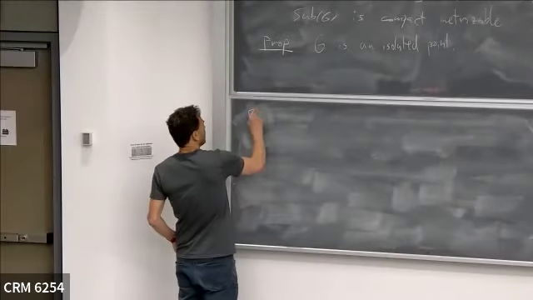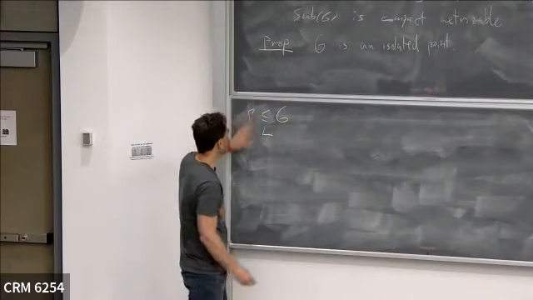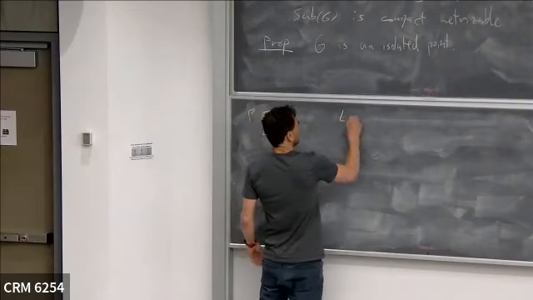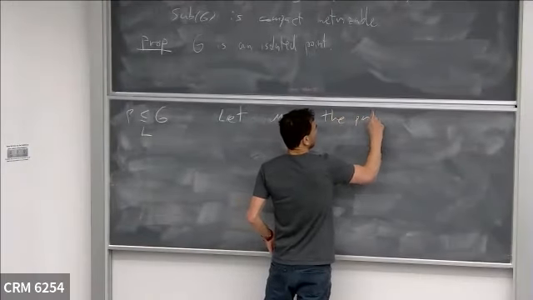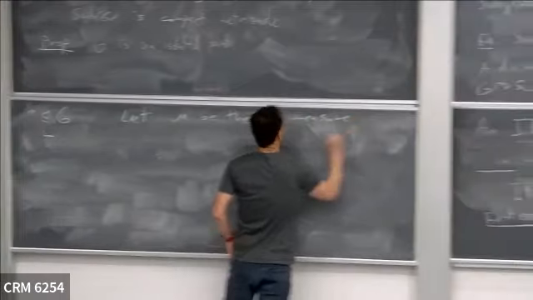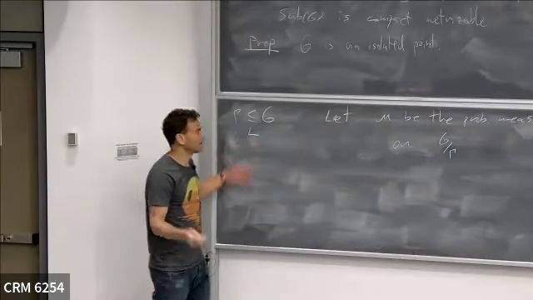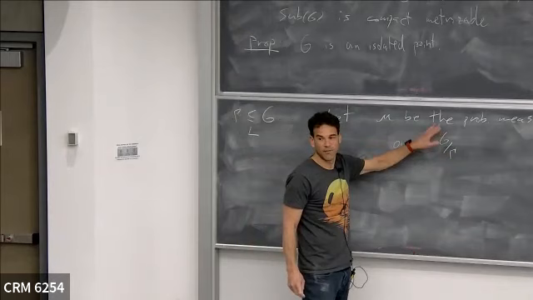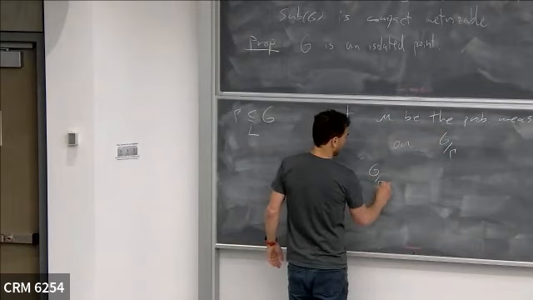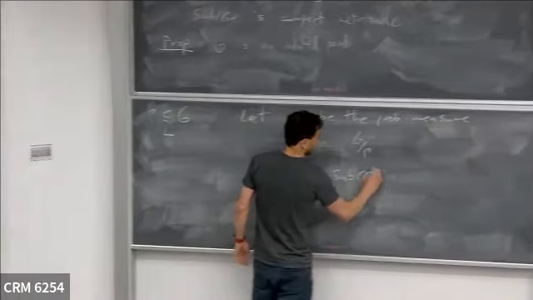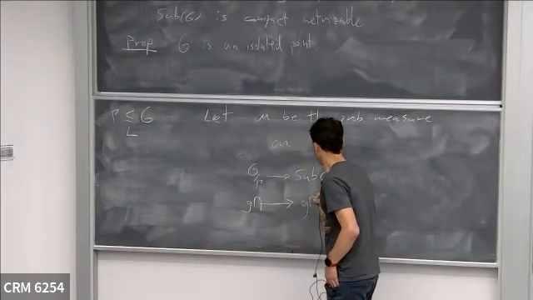So suppose that gamma inside G is a lattice. That's my short notation for saying that gamma is a lattice in G. Then let mu be the probability measure on G mod gamma. By the Haar theorem, or by the extension of Haar theorem, there is a unique probability measure on G mod gamma. We call it mu. Now consider the map from G mod gamma to Sub(G), sending a coset g gamma to the conjugate g gamma g inverse.